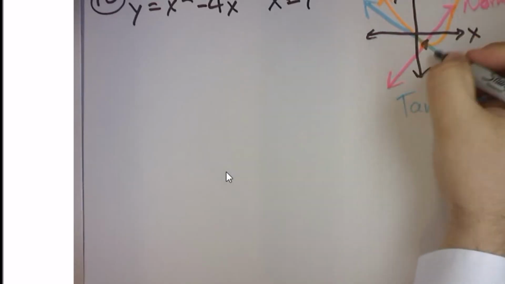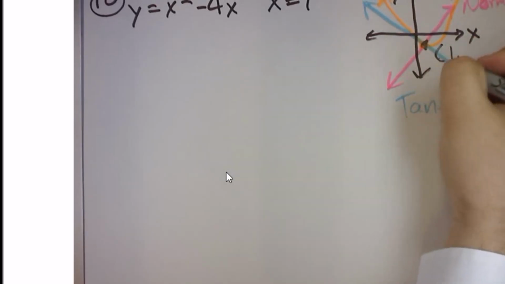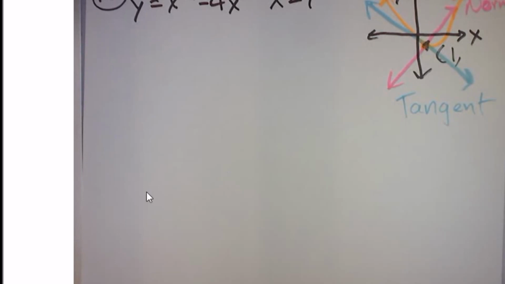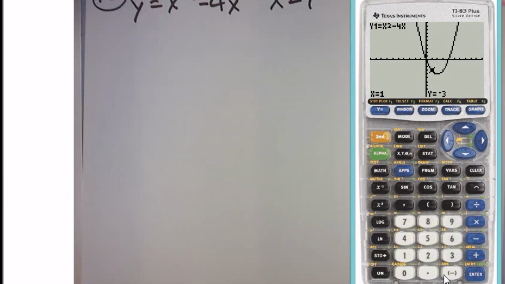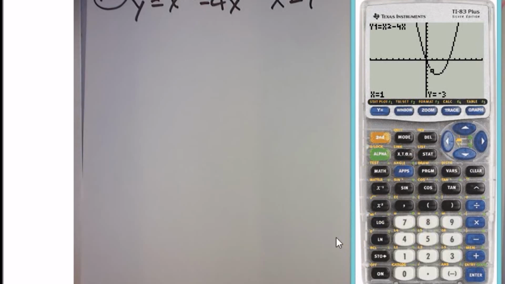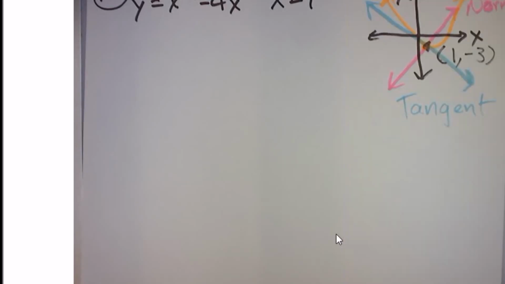And they're going to intersect at x equals 1 at this point here. When x equals 1, what is that, negative 3, I think? Let's double check on the calculator. Yep, so it's the point (1, -3). Think about that for a second: both the normal line and the tangent line are going to intersect at (1, -3). Any questions about that so far?